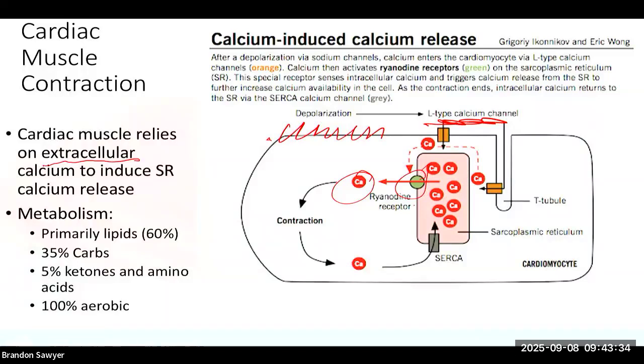And so the metabolism of our heart, what does our heart use for energy production? It uses mostly lipids, definitely some carbs, ketone bodies, and amino acids if we need to. But the interesting part is it's 100% aerobic. The heart really doesn't do anaerobic metabolism unless it's forced to. It can if it's forced to. When somebody's having a heart attack, you see that happening. But for the most part, we don't really use any anaerobic metabolism in the heart.